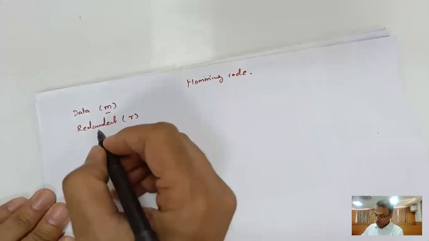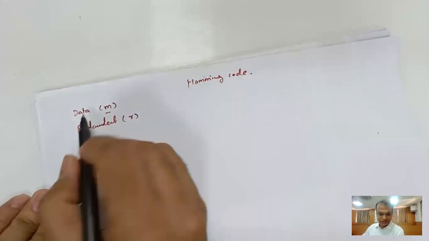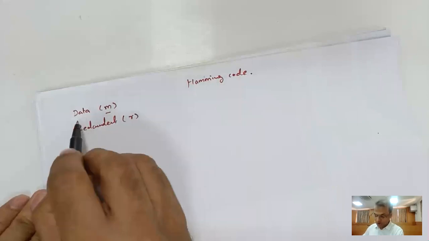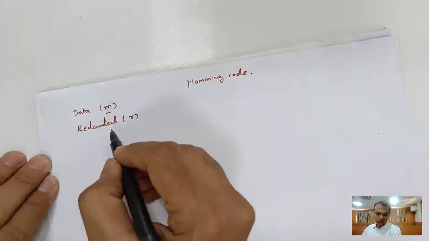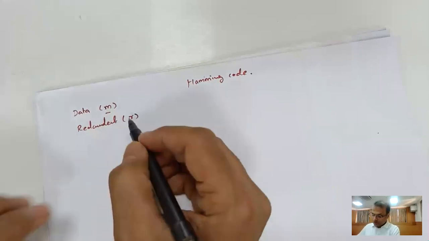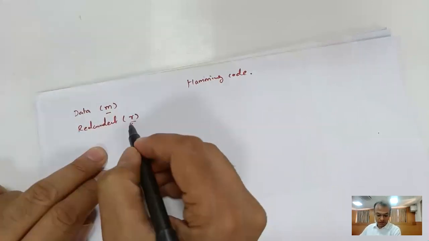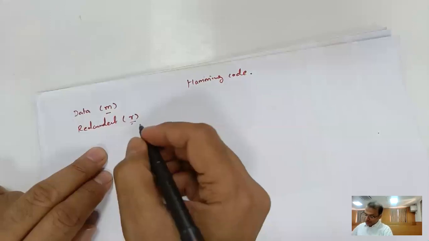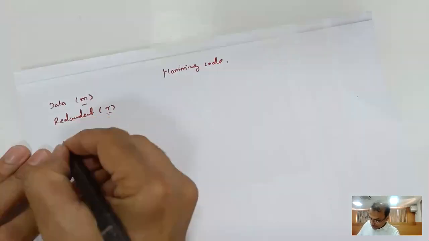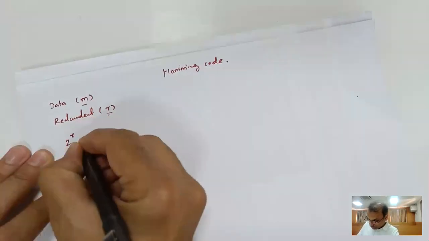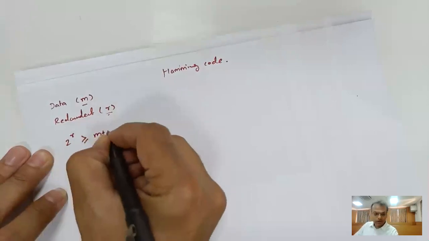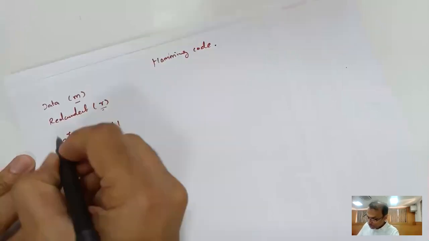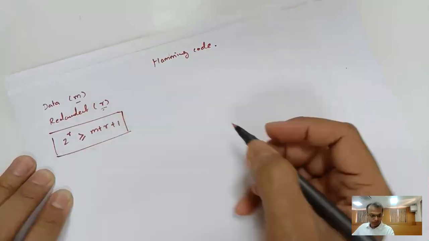So a Hamming code consists of two things. One part is the data part where the actual number of bits are there, and then you are adding some redundant part, that is r. Now these are the number of bits. There is a formula to calculate r: 2 raised to r should be greater than or equal to m plus r plus 1. So this formula you should find out.